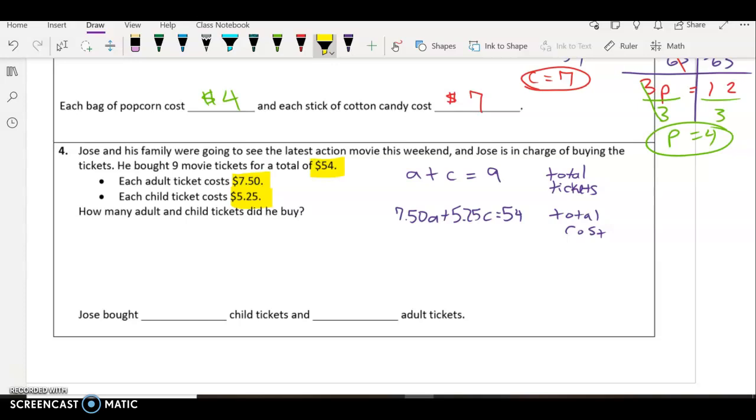Now, use the elimination method to solve. Pause the video and try to solve this using the elimination method.